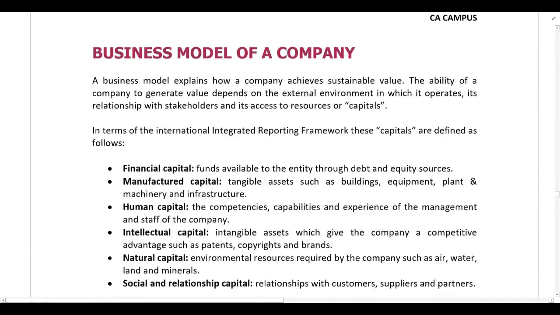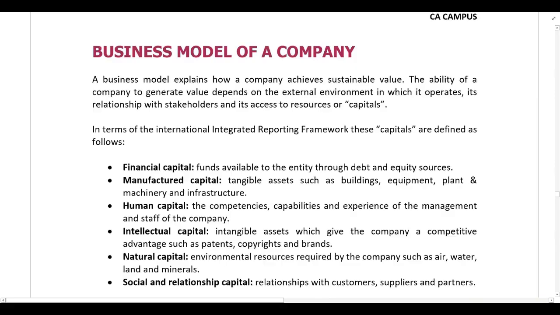Then just to wrap this up, guys, it's important that you understand what the business model of a company is and what goes into the business model of a company. So firstly, the business model explains how the company achieves sustainable value. So what is the reason why the company exists and how do they make money? And the ability of the company to generate value depends on the external environment that they operate in, their relationship with their stakeholders, and also their access to resources or capitals.